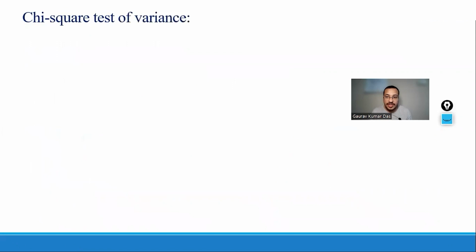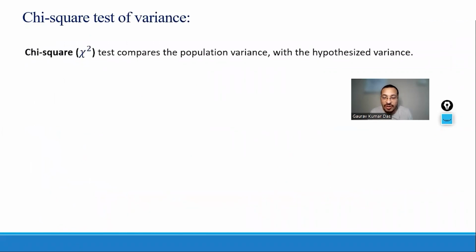Okay, so chi-square test of variance. Here we basically compare the population variance with the hypothesized variance. So basically we have a sample variance and we try to compare it with the population variance. We can call the hypothesized variance a sample variance as well. So the formula is like this. This is chi-square, the Greek letter chi-square notation.